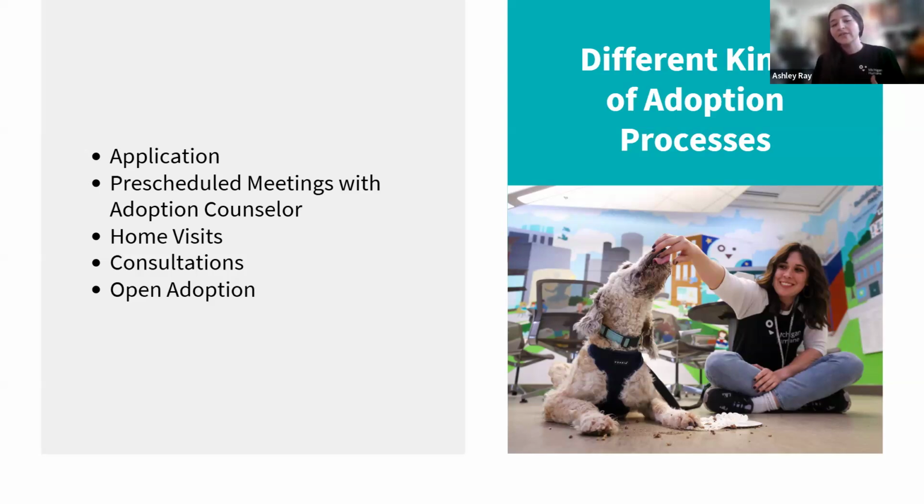And I do want to add that some of this might be different for each individual animal as well, at different organizations. They might require a home visit for, say, an animal who has special needs, but might not require a home visit for another animal. So it can be widely varied depending on the organization and the animal itself. And some of them offer consultations and then open adoption, which is what Michigan Humane has.